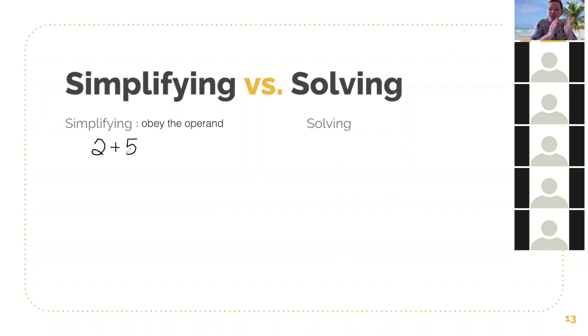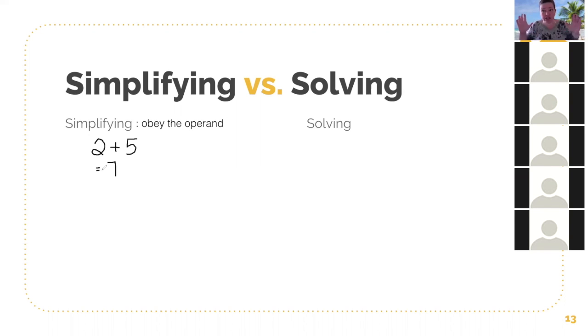This expression here says 2 plus 5. The symbol there tells me to add. If you obey that symbol and you do what it tells you to do, you actually do the addition, you are not solving, you are simplifying. 2 plus 5 is 7. I just simplified the expression.